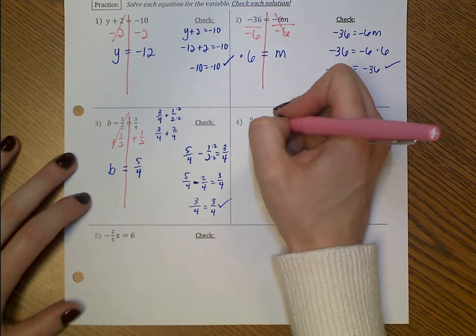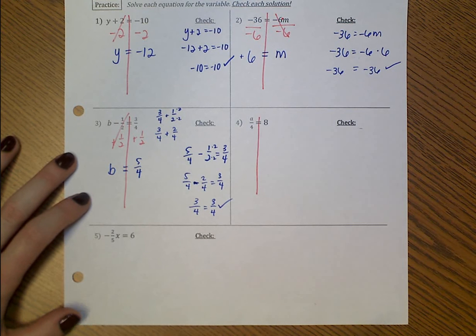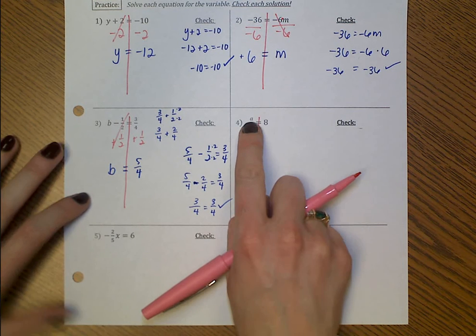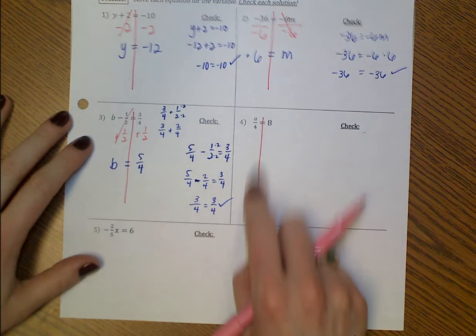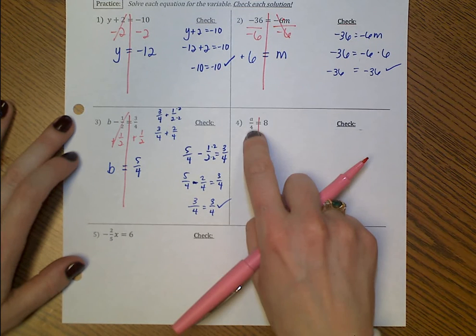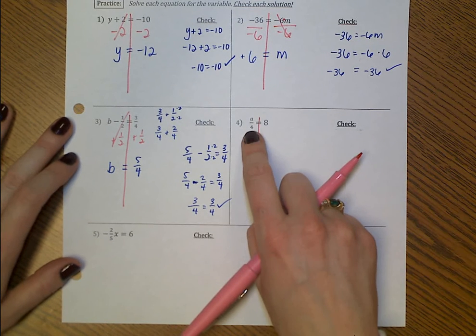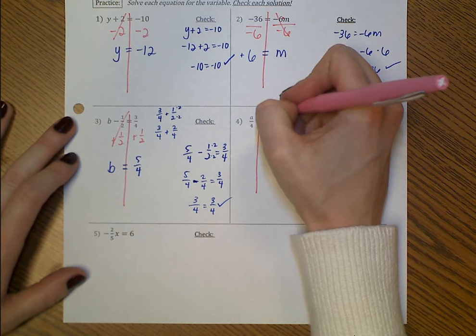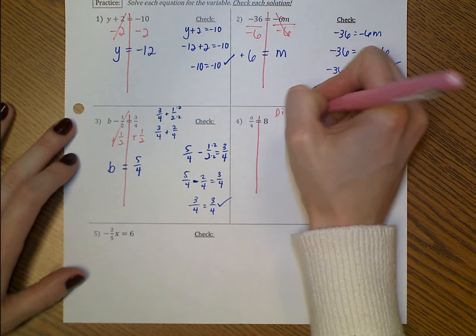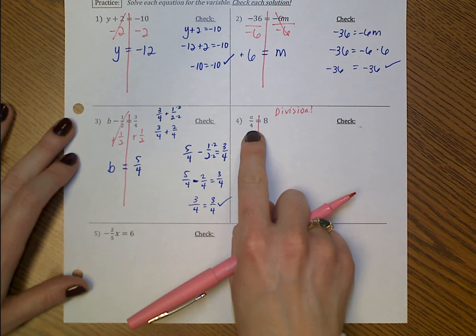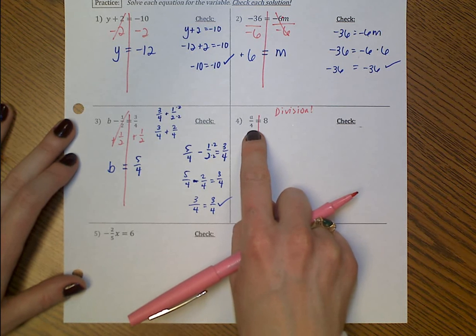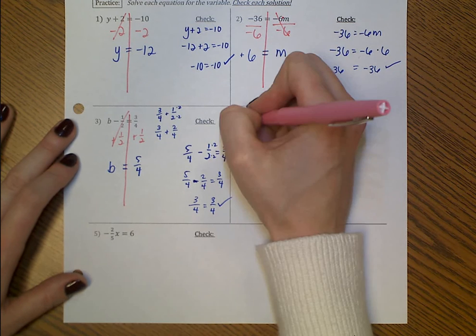Okay, 2 more examples. Example 4 here. You want to get A alone, that's the goal. I drew my line. Now, you got to think what this fraction means. If you see a fraction, that actually means division. They're dividing by 4. That's what they're trying to show you. The opposite of dividing by 4 would be multiplying by 4.